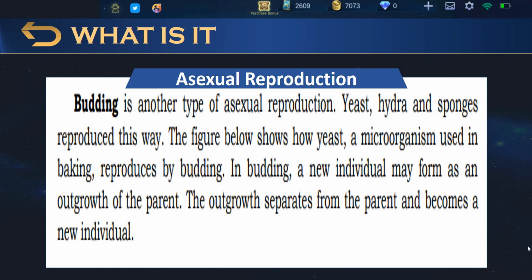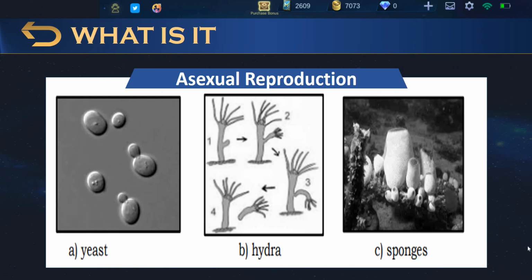The third one, asexual reproduction, is budding. It is another type of asexual reproduction. Yeast, hydra, and sponges reproduce this way. The figure below shows how yeast, a microorganism used in baking, reproduces by budding. In budding, a new individual may form as an outgrowth of the parent. The outgrowth separates from the parent and becomes a new individual. So here are the samples. Letter A, yeast. Letter B, hydra. And letter C, sponges. Let's proceed.